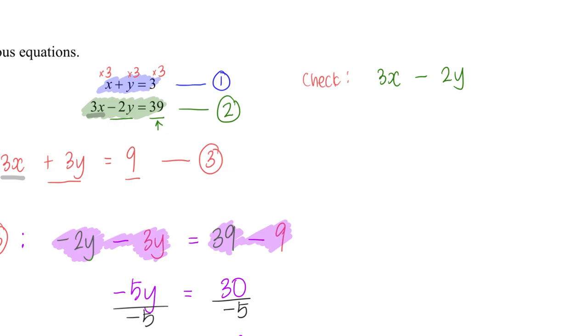So let's see. X is 9. We have solved for that. Y. We have also solved for y. Y is negative 6. And let's see what will this give us. Oh, this does give me back my 39, and therefore our answers are correct.